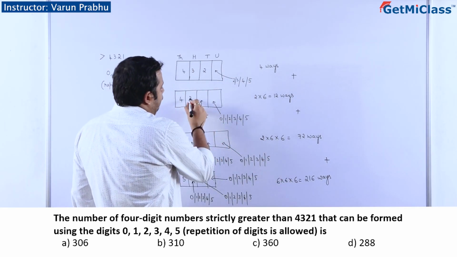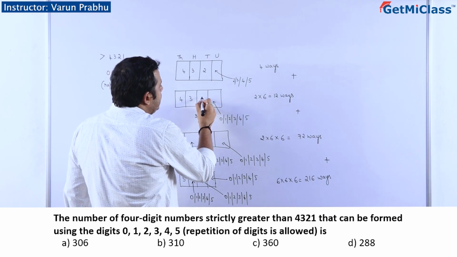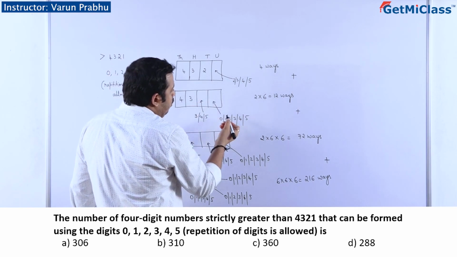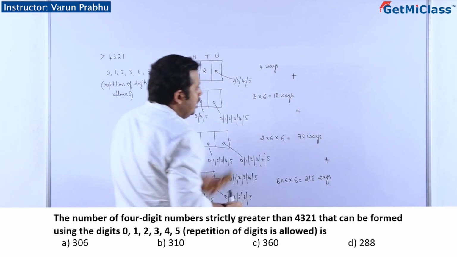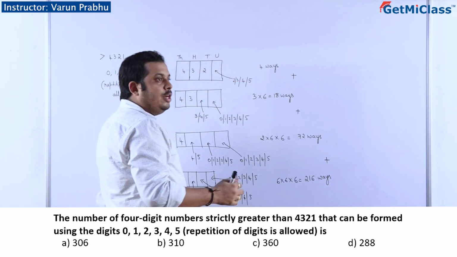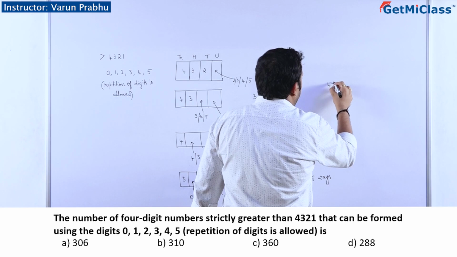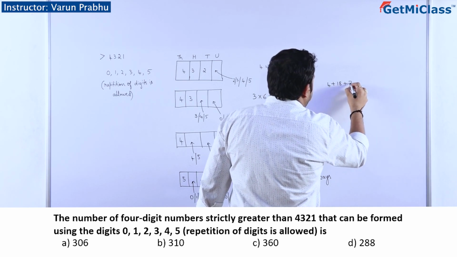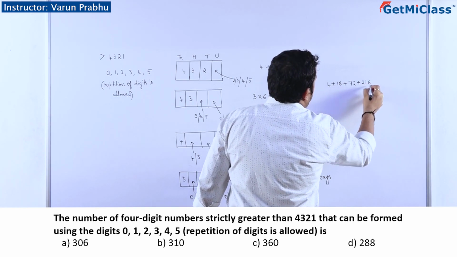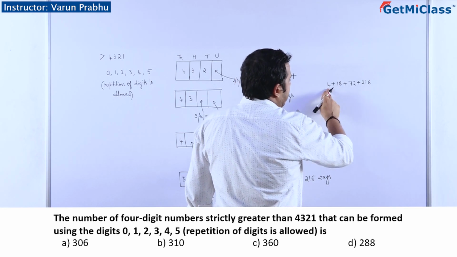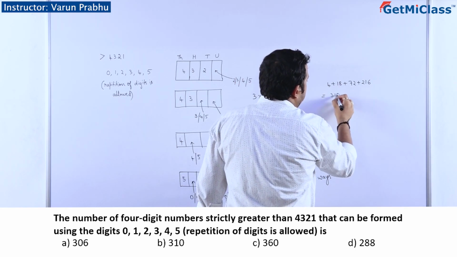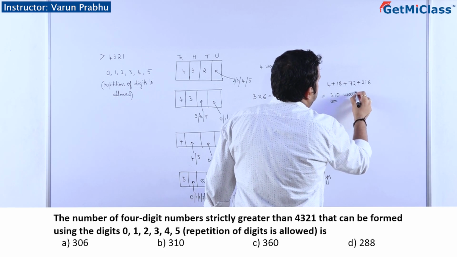Here this is 3, 4 or 5. The number can be 4330 also, right? 3 or 4 or 5 is possible. So this is 3 into 6, that is equal to 18 ways. So what is the total number of ways in which I can do this activity? I can do this activity in 4 or 18 or 72 or 216 ways, students. So what is the answer that we get? 4 plus 18 plus 72 plus 216 will be equal to 310 ways of doing this particular activity.